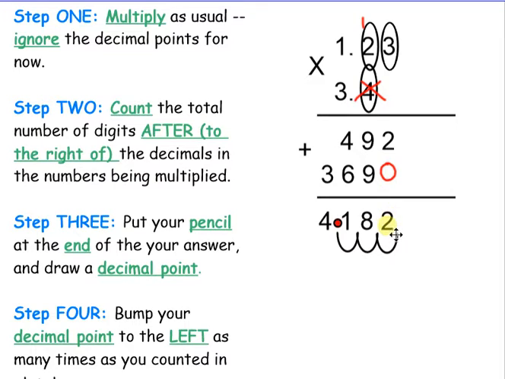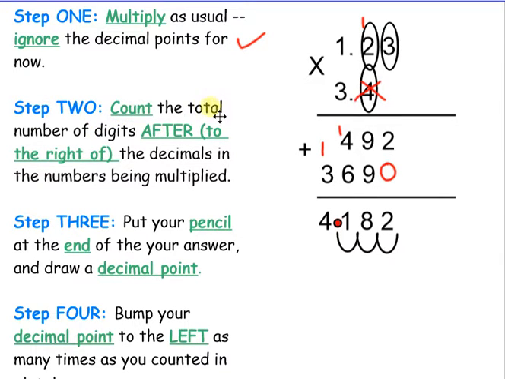2 plus 0 is 2, 9 plus 9 is 18, so here's the 8, and I'm going to carry the 1. 6 plus 4 is 10, plus 1 is 11, so I'm going to carry the 1, and here's the 1 from the 11. And then 1 plus 3 is 4. So just focus on the 4, 1, 8, and 2, and I've completed step 1.